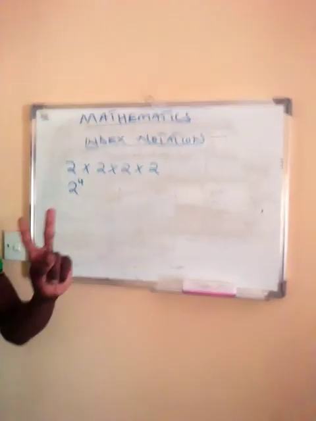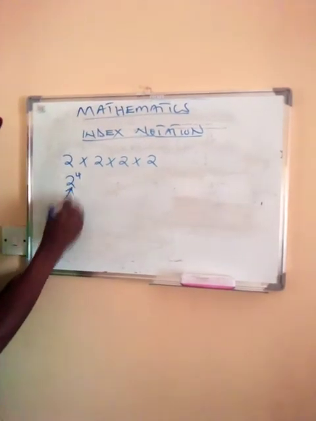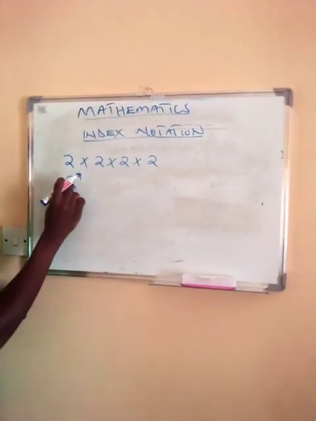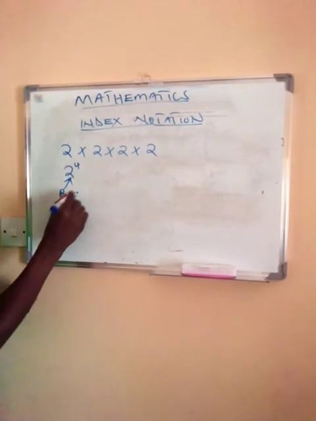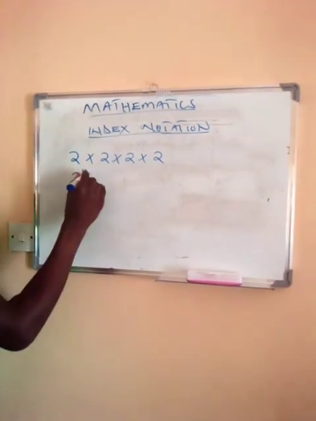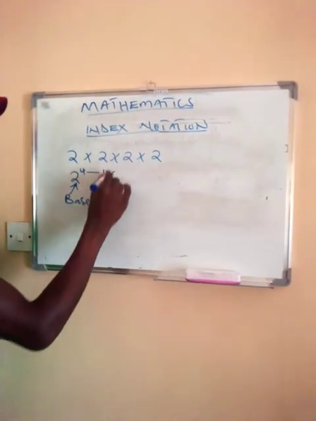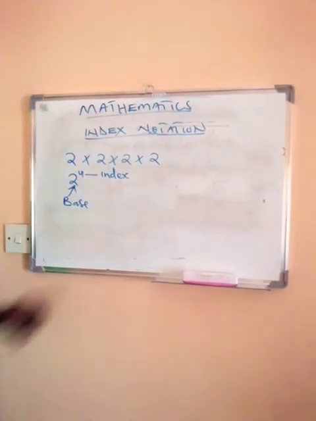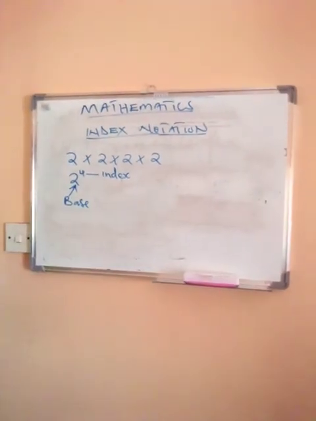So now there are two things that you need to know. Number one, the number that is being multiplied by itself is called a base. Then the power is the one that is known as an index. So these are the things that you need to know when you are dealing with index notation.